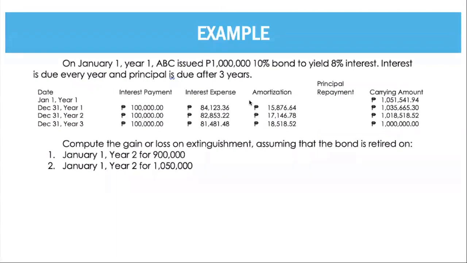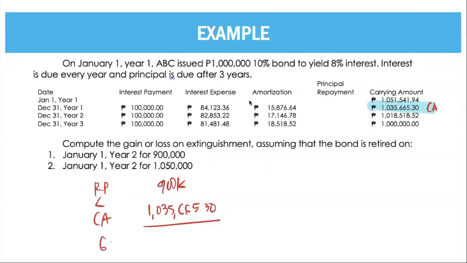So on January 1, year 1, ABC issued 1,010,000 bond to yield 8% interest. Interest is due every year and principal is due after 3 years. So we have here already your amortization table. So compute the gain or loss, assuming that the bond is retired on January 1, year 2. So January 1, year 2, yun yung December 31, year 1, di ba? 1,035,665. So this is now the carrying amount. You just compare the retirement price to the carrying amount. So in the first one, retirement price is 900. Our carrying amount is 1,035,665.30.